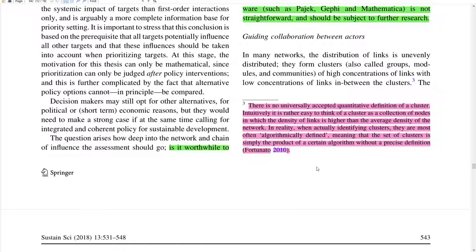So algorithms take care of defining clusters, and you define a cluster by finding a group of targets or nodes, so to speak, especially if we're talking about a network in a more abstract way. The more goals or targets have links between them, the more likely they are to form a cluster, especially if they have a lot of links between them, more than the average density of links that is found in the rest of the network.